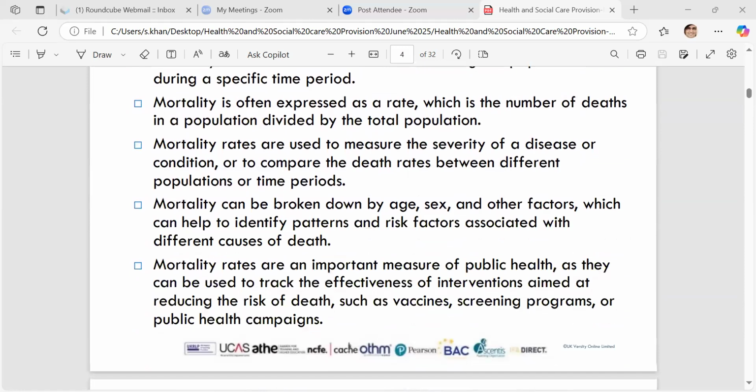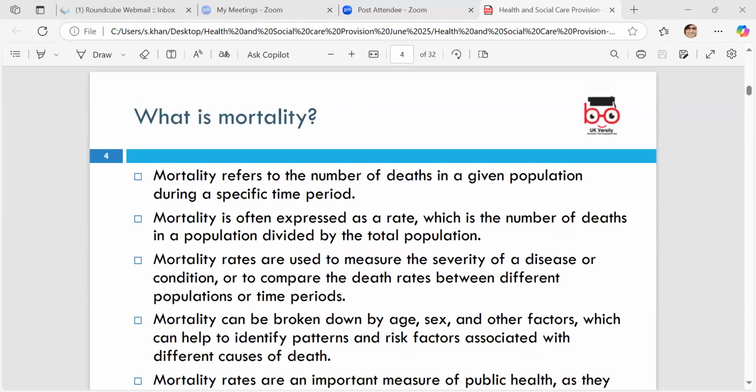We have the next one, which is: what is mortality? If you can see that. When we talk about mortality, what do you think mortality is, Niazi? The death, I think. Death, yes, you're right. It refers to the deaths that have occurred due to a specific illness or condition. So it could be diabetes, it could be dementia, it could be a heart attack, anything like that.